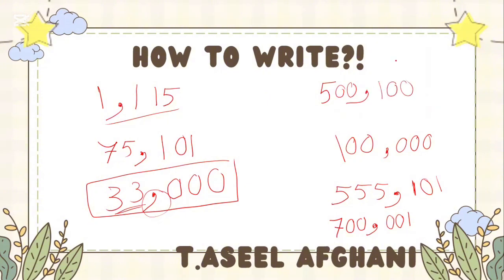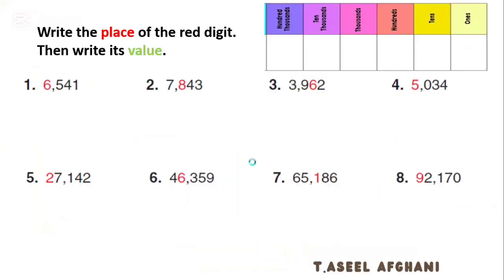Good job. So this is how we make a quick revision for writing large numbers. Now, the question says, write the place of the red digit in each equation and then write the value. We need to remember something. Place means the position. So we want to mention the name of the position for the digit which is colored in red. So we need to mention ones, tens, hundreds, thousands, 10,000s, or 100,000s, and so on.